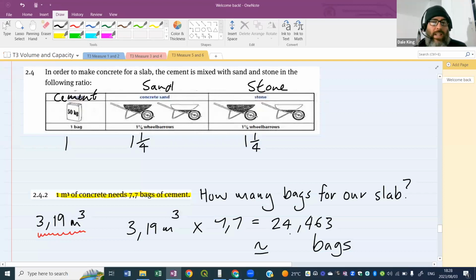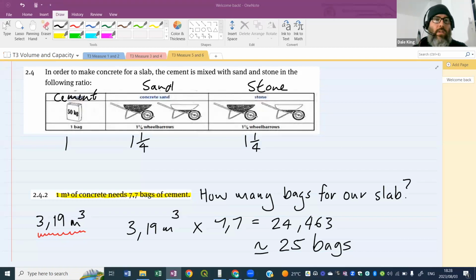We need to complete the job, so we can't round down to 24. We won't have enough. So in this case, we have to go up to 25. Always round up, no matter how small that decimal is. Go up, because you're going to need enough for the job. If you go down to 24, you will not have enough for the job. Good. Ben, I'm sure you were going to say the same thing. So we need 25 bags.